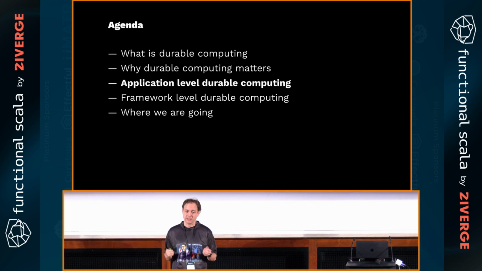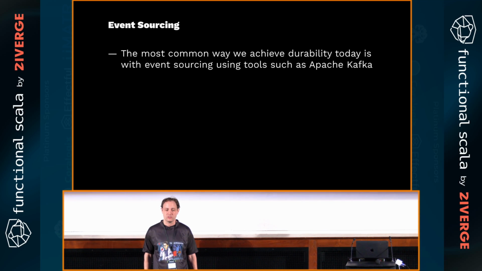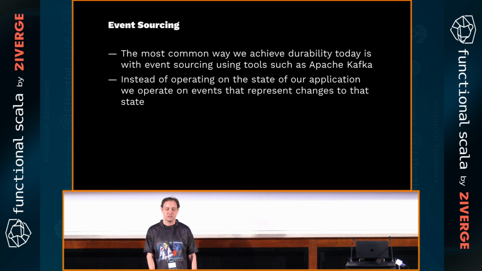So let's first look at what an application-level durable computing solution would look like. And that's basically event sourcing. That's the way that we approach this problem if we're trying to solve it ourselves: we move to an event sourcing framework, we use something like maybe Kafka to do this. And we had that talk yesterday about ZIO Kafka for this.